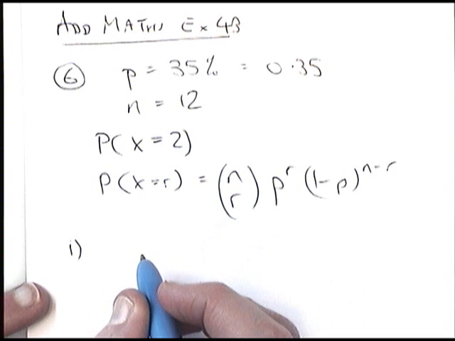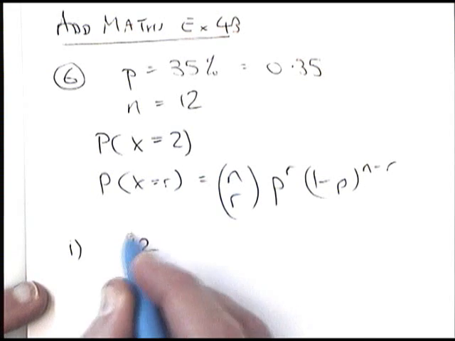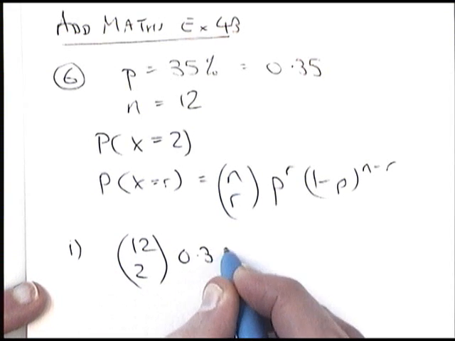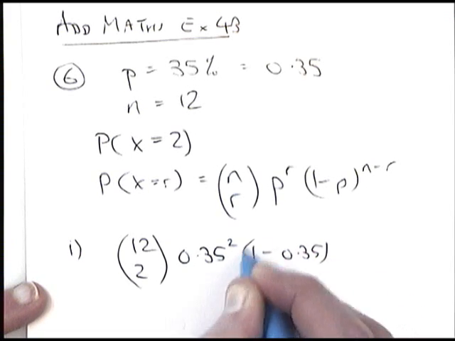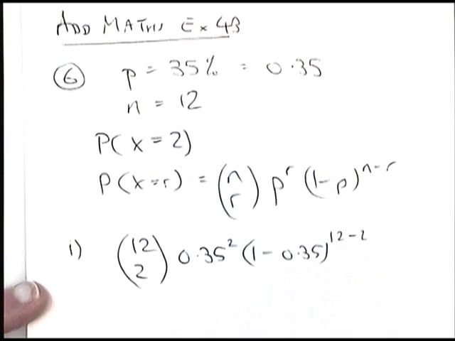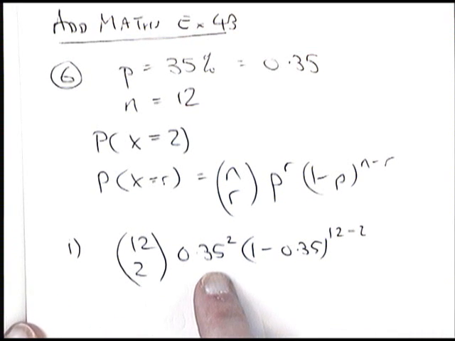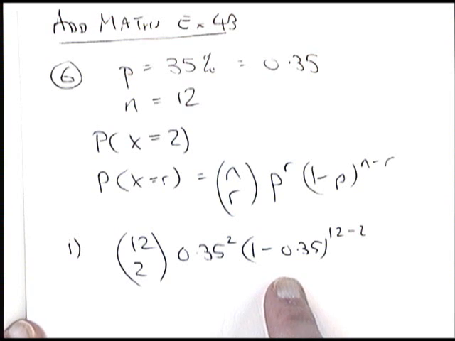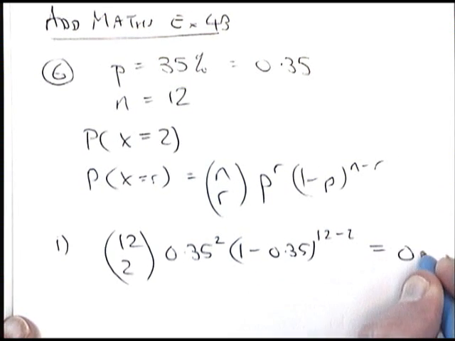So the probability that only 2 travel by bus is n choose r, p to the r, 1 minus p to the n minus r. Now we just put that straight into a calculator. And if you type that into the calculator, that'll be 12 choose 2, 0.35 squared, 0.65 to the power of 10. If you type that into the calculator, you'll get 0.1088.